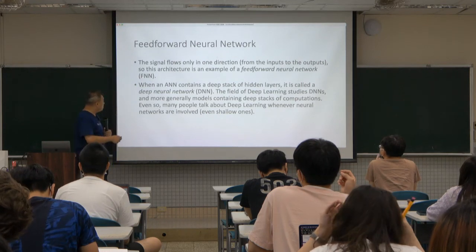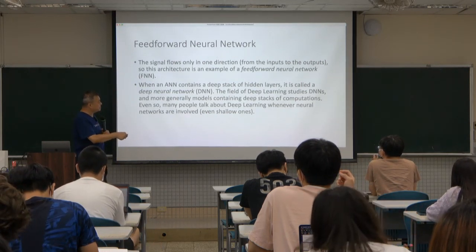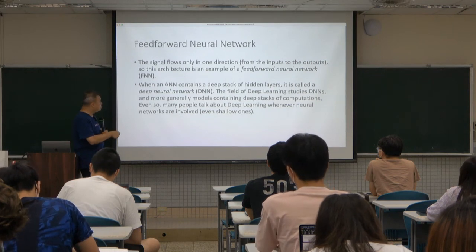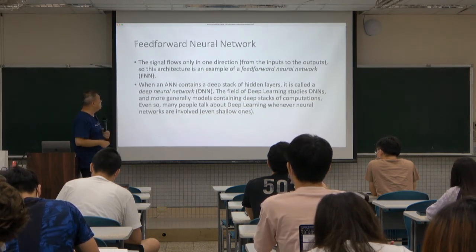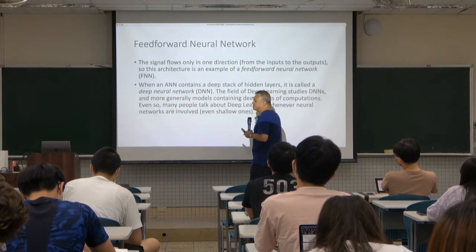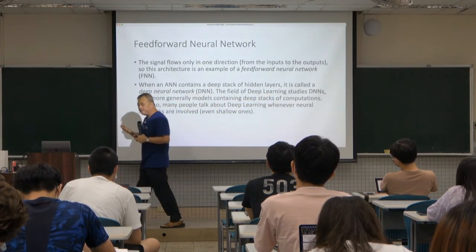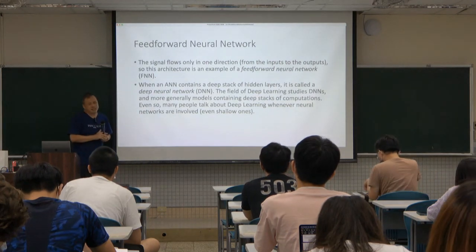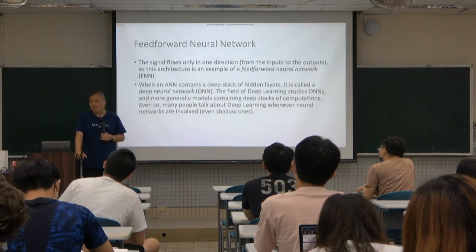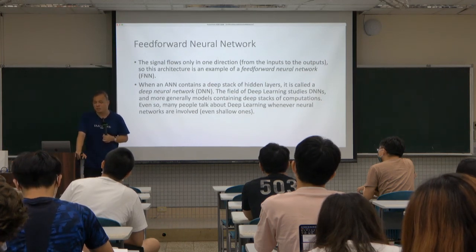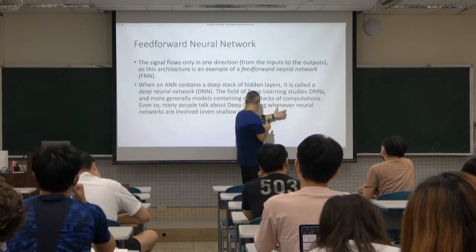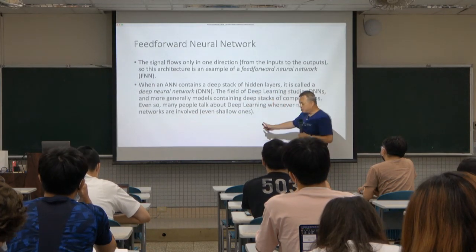So when an ANN contains a deep stack of hidden layers, we call it a deep neural network. The field of deep learning studies DNNs and, more generally, models containing a deep stack of computation. But as I said, nowadays deep learning is basically just research on neural networks. To be honest, nobody uses one layer to do anything nowadays, because one layer is just too simple to deal with any meaningful task. Even so, many people talk about deep learning whenever neural networks are involved, even the shallow ones.